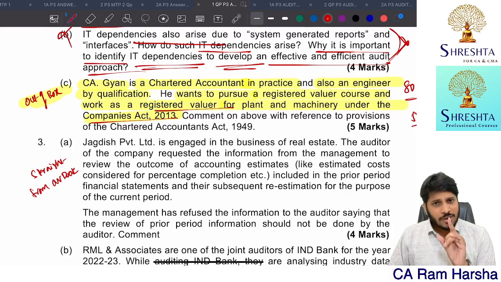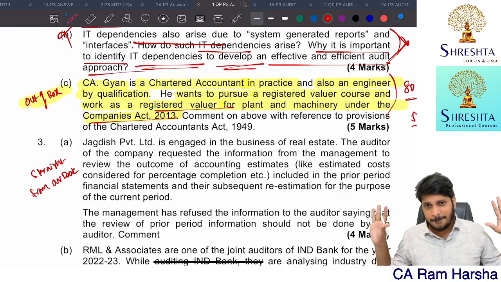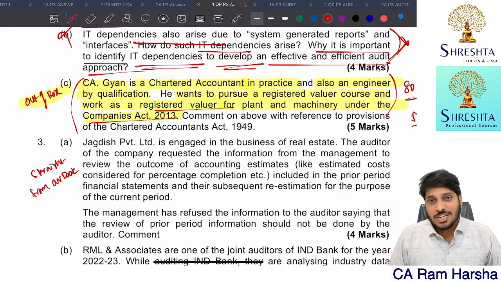You're only permitted to do valuation for shares and securities and financial assets. That's only permitted. This is completely out of box. The point is not at all there in the entire ICA material. This is asked based on general knowledge.